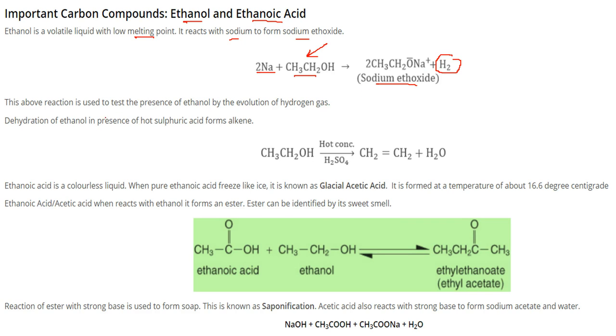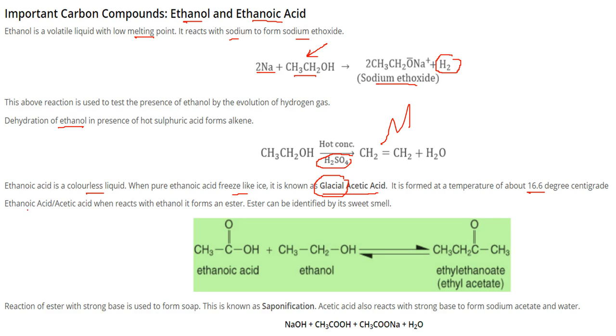Then the dehydration of ethanol in the presence of, say, sulfuric acid gives you alkene. Ethanoic acid is a colorless acid. When pure ethanoic acid freezes like ice, it is known as glacial acetic acid. Glacial has come from glaciers, and it is formed at a temperature of about 16.6 degrees centigrade.